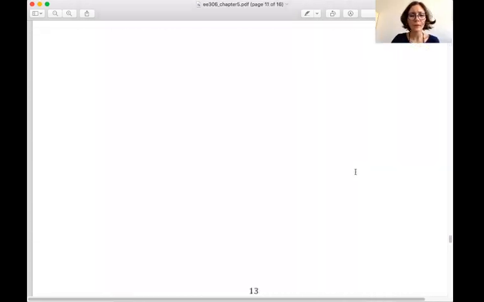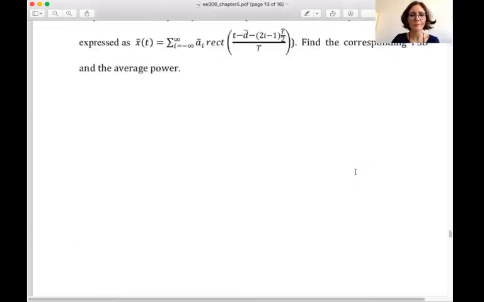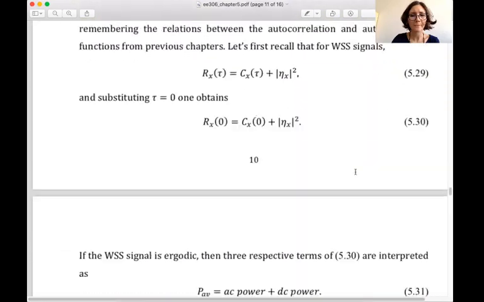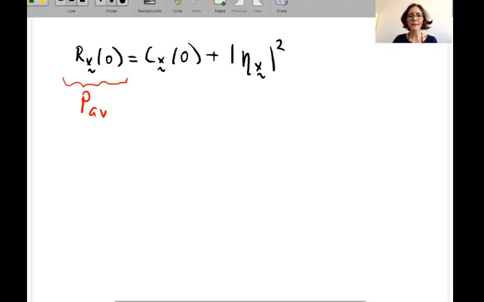Now, coming back to today's topic, where was I? Here. So we already know that this was called the average power. Now what we will do today is we will decompose this power expression into two terms, an AC term and a DC term. This constant term in here, we will call the DC power. And the term that would normally change with tau, the non-constant term, is going to be called the AC power.